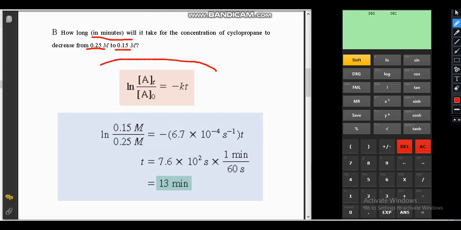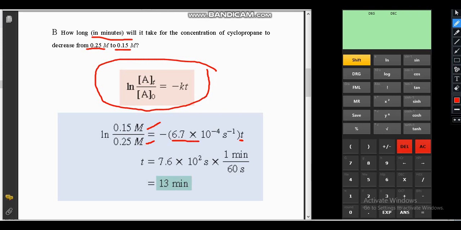Now we have this equation, the very equation we used in the first question. We have just made the natural log the subject of the formula there. So if we plug in the values, we have 0.15 as the numerator, then 0.25 as the denominator, which is the initial concentration. Then we have the K value, which is 6.7 times 10 to the power negative 4. And the question is asking us to find T. So the T which we'll calculate here will be in seconds.